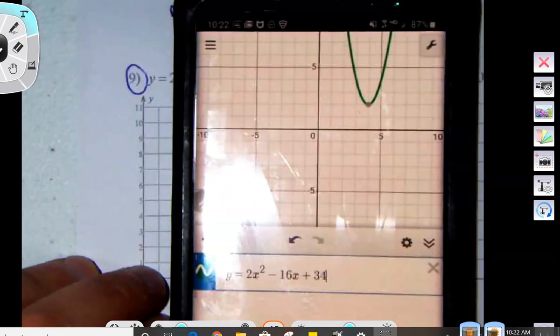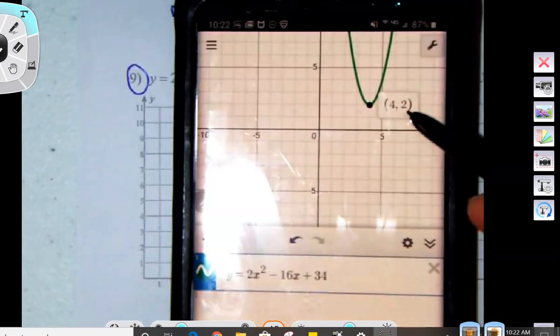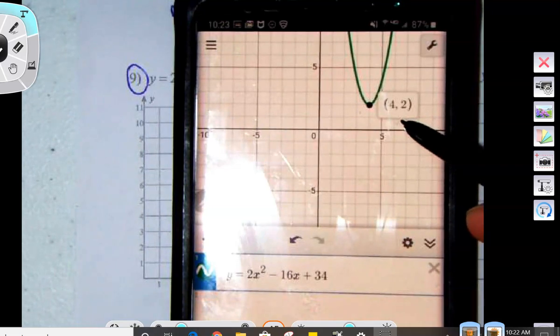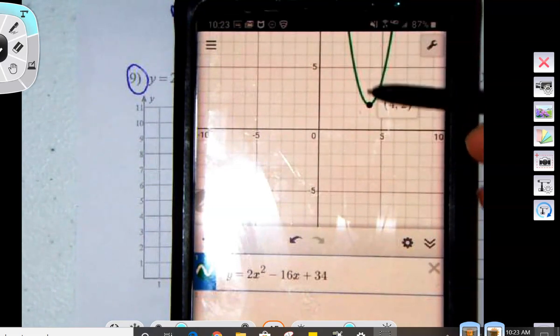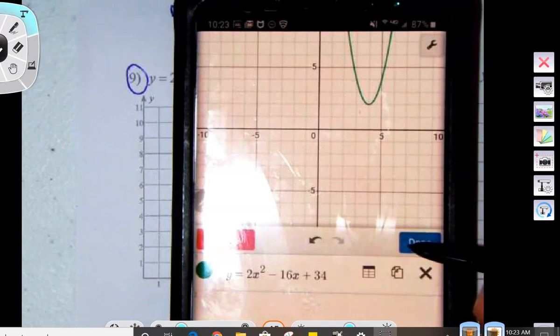Again, using Desmos always gives us the vertex. So my vertex is 4, 2. I could go ahead and write that if I wanted to. I should also be able to figure out my axis of symmetry goes right through there, so it would be x equals 4. But we want to go ahead and make the table to get some more points.